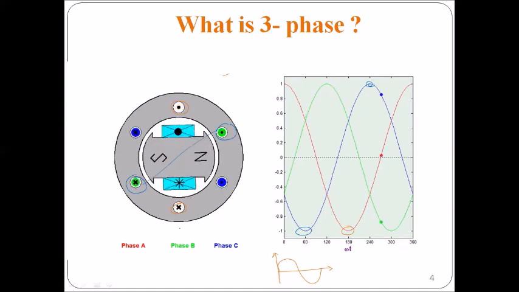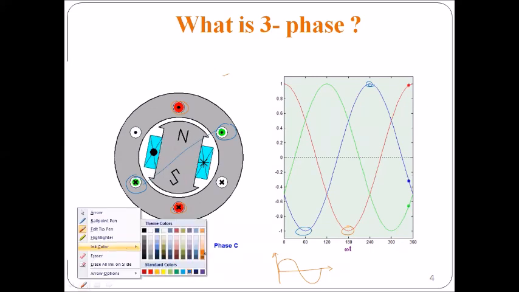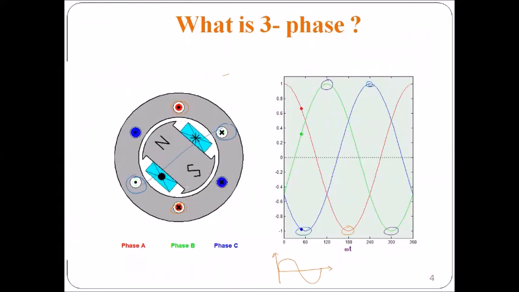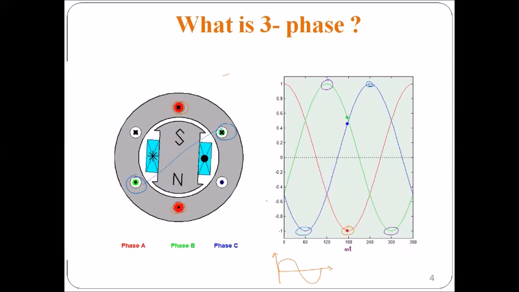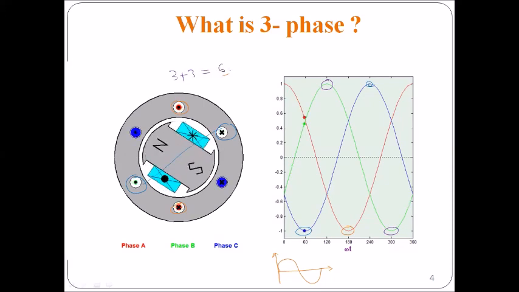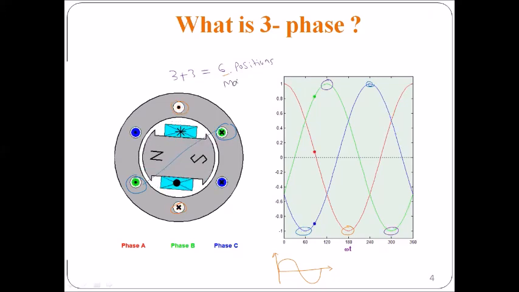Similarly, we can also mark the maximum voltage for another phase, which is given over here by green. See how many minimum and maximum positions we have. Since it is an alternating circuit, in the case of three phase we find that we have 3 plus 3, that is 6 positions, to indicate the maximum values.